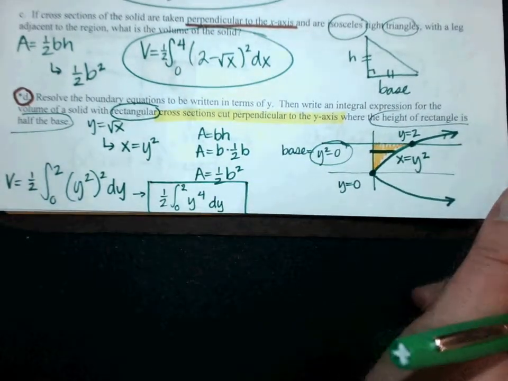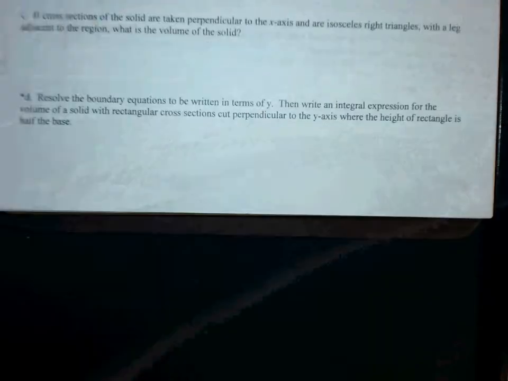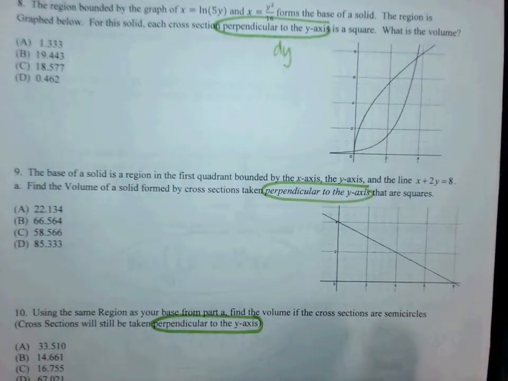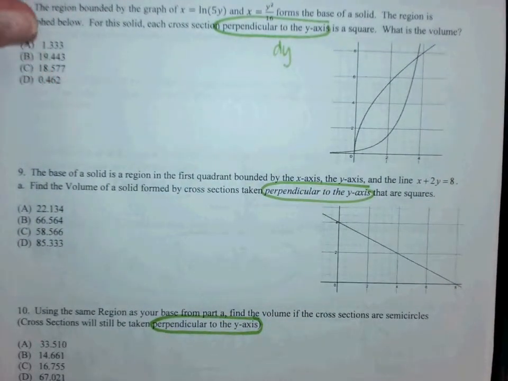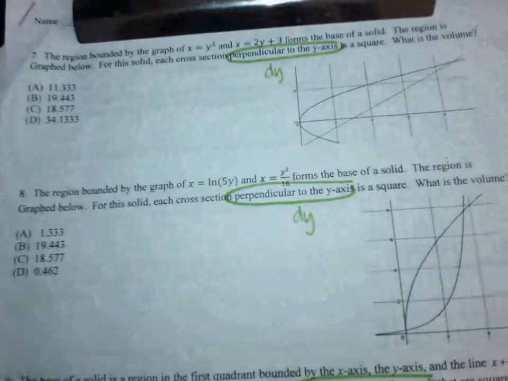Okay, we are going to do together number 8 right here. Or should we do 7 or 8? Okay, 7 then first.